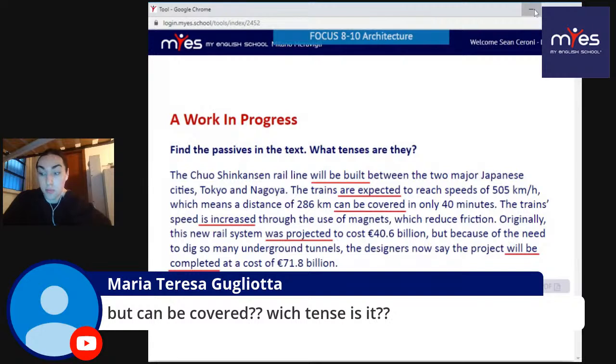In an active sentence, you have would, can, could, should, plus the infinitive. Any modal verb plus the infinitive. So you do the same thing with the passive: modal verb plus be, the bare infinitive, the infinitive without to, and the past participle.